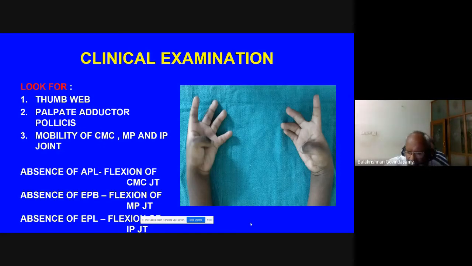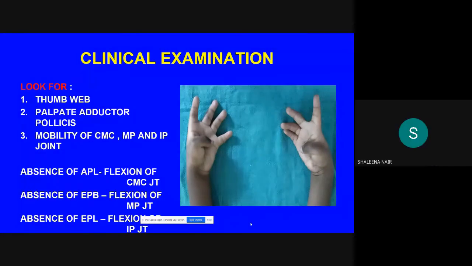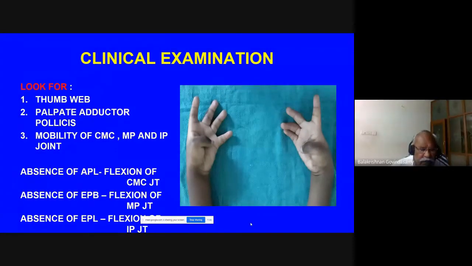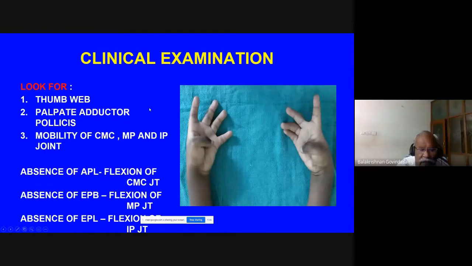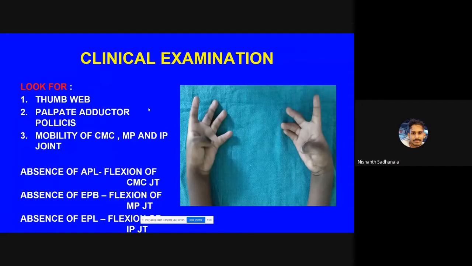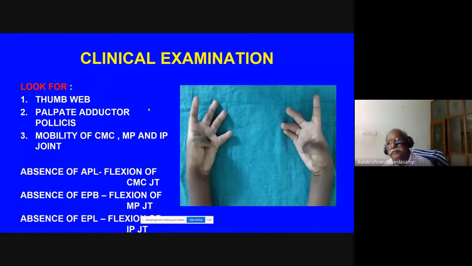What is the regular opponensplasty you do for a median nerve palsy? Not sure, sir. Anybody else who would like to take up the question? FDS transfer, sir. There are 4 FDS. Which FDS will you use? FDS of ring finger. Why ring finger?